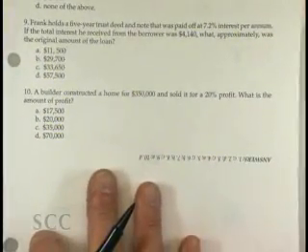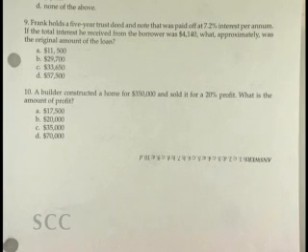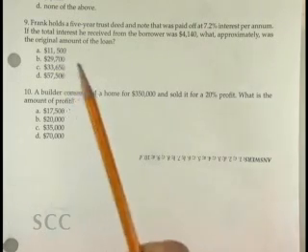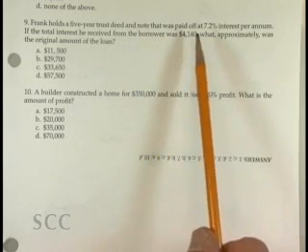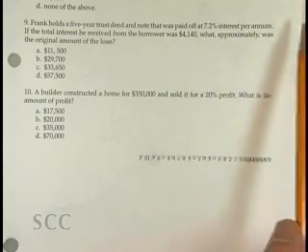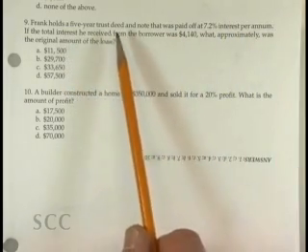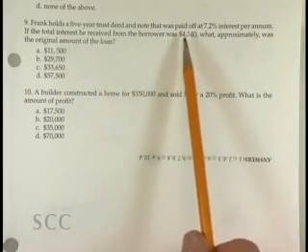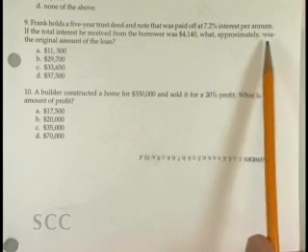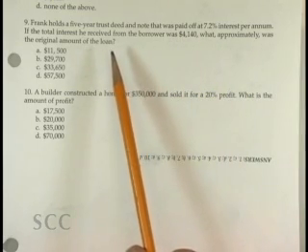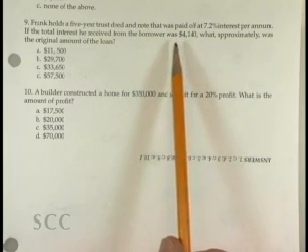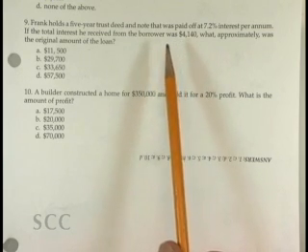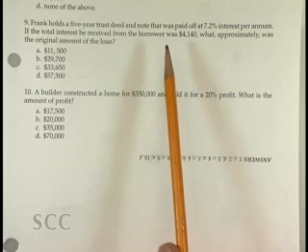It says Frank holds a 5-year deed of trust that was paid off at 7.2% interest per annum. If the total interest he received from the borrower was $4,140, what approximately was the original amount of the loan? Now remember, they're telling us what he totally received: $4,140 from the person.